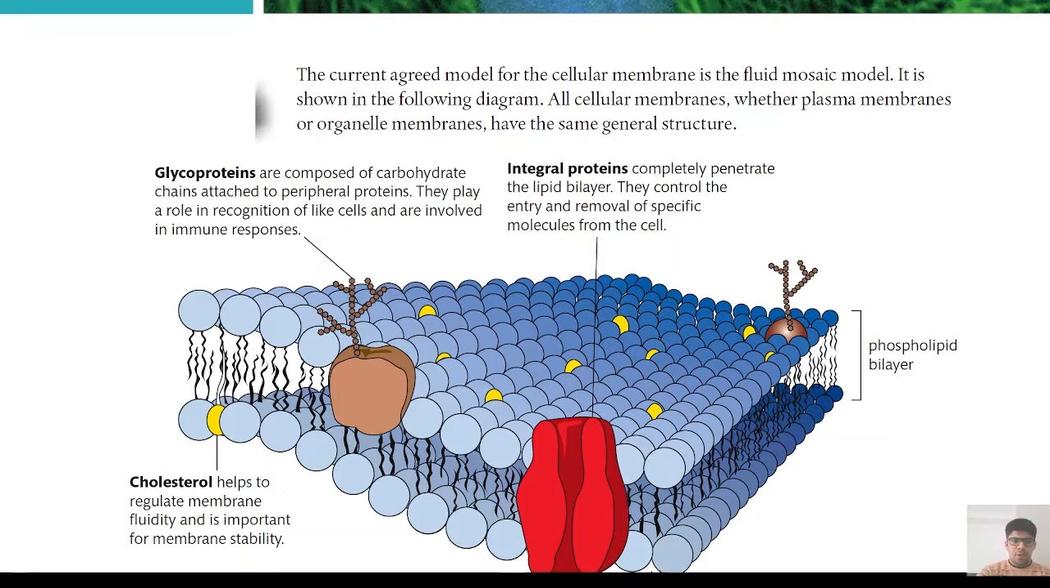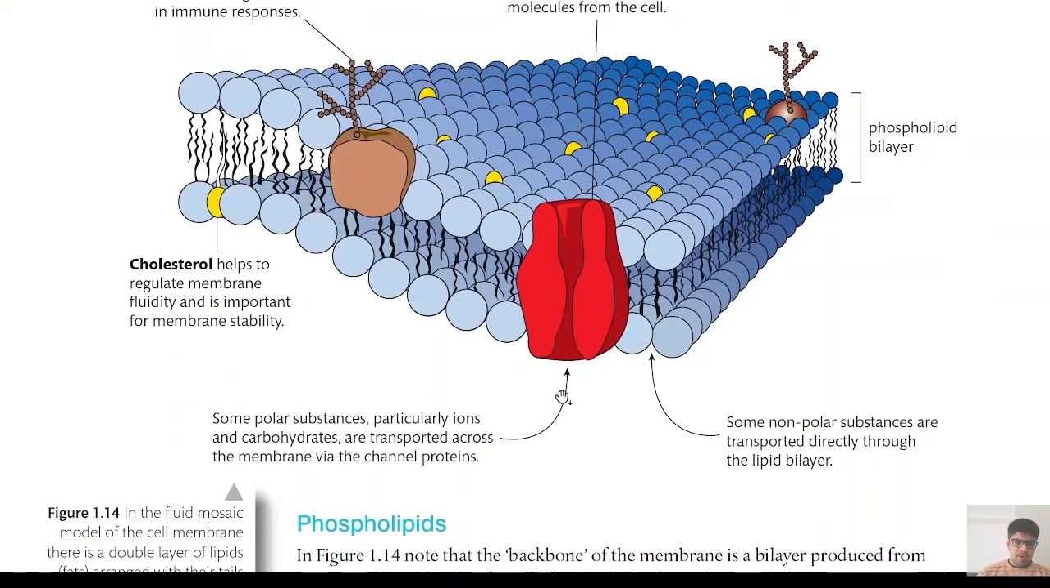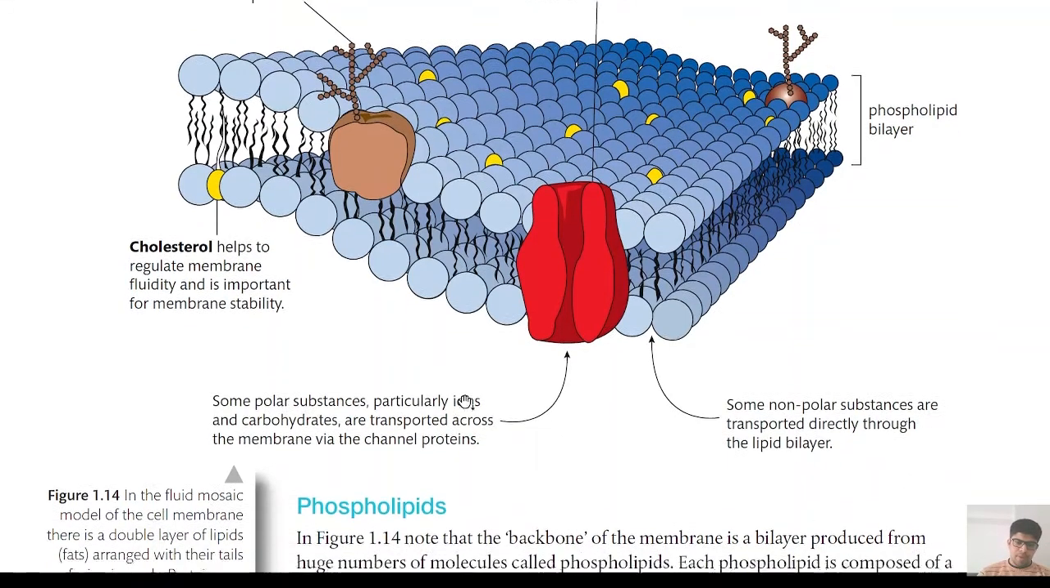They play a role in the recognition of like cells and are involved in immune responses. And the integral protein, shown in the red color, completely penetrates the lipid bilayer. They control the entry and removal of specific molecules from the cell. And the phospholipid bilayer, as you can see here, and the cholesterol, which is shown in yellow color, helps to regulate membrane fluidity and is important for membrane stability also. Some polar substances, particularly ions and carbohydrates, are transported across the membrane via the channel proteins. Some non-polar substances are transported directly through the lipid bilayer.